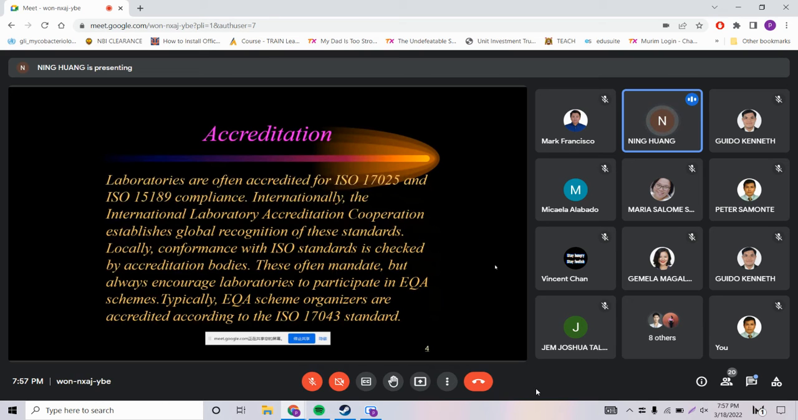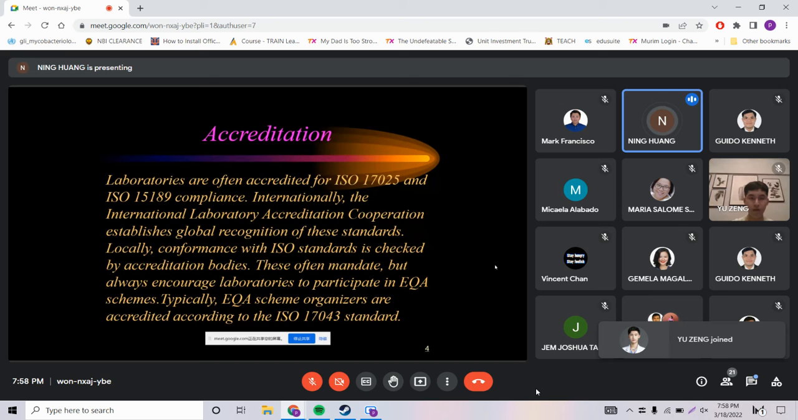Accreditations. Laboratories are often accredited for ISO 17025 and ISO 15189 compliance. Internationally, the International Laboratory Accreditation Cooperation establishes global recognition of these standards. Locally, conformance with ISO standards is checked by accreditation bodies. These often mandate, but always encourage laboratories to participate in EQA schemes. Typically, EQA scheme organizers are accredited according to the ISO 17043 standard.